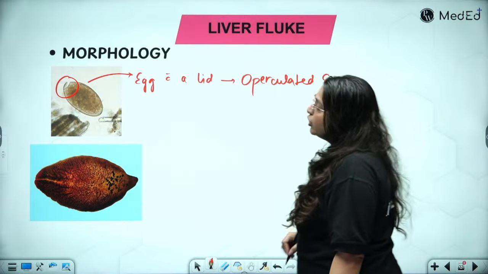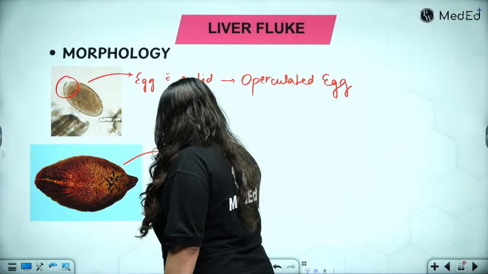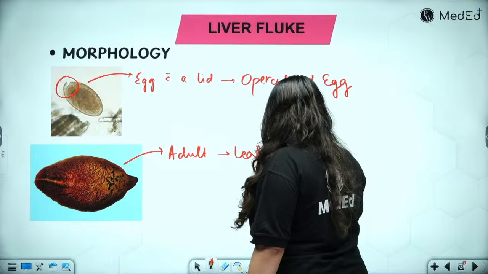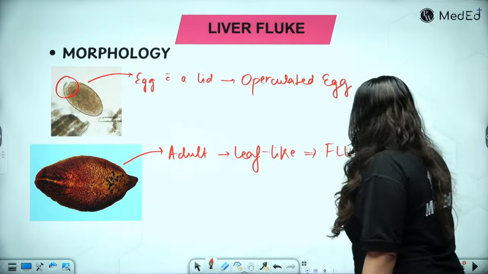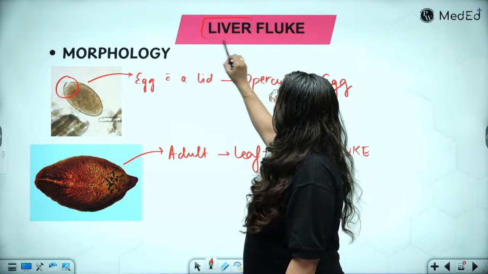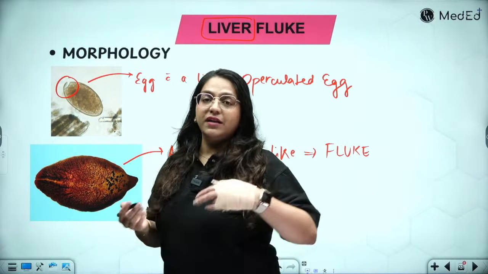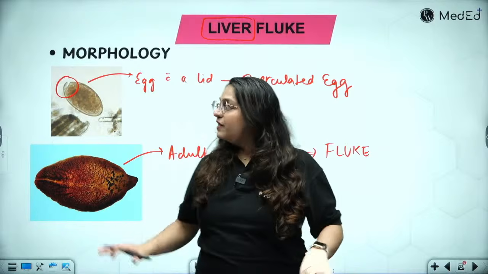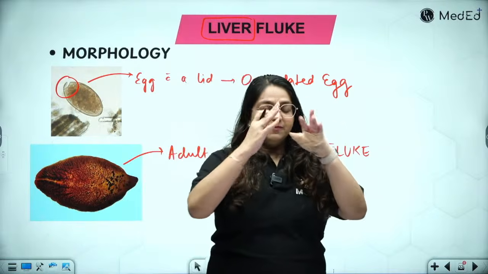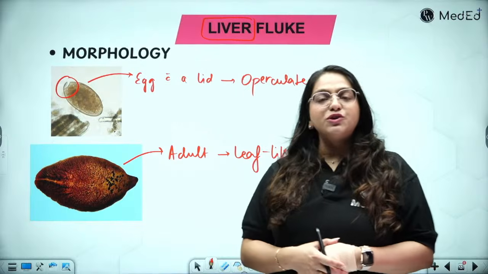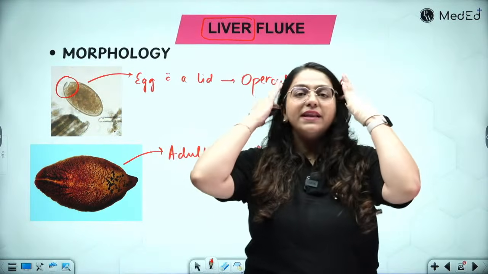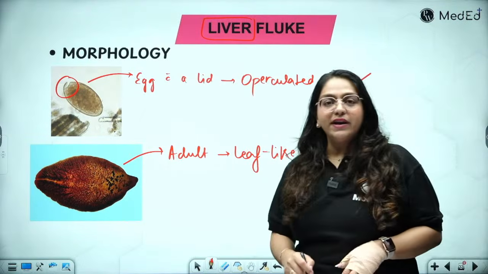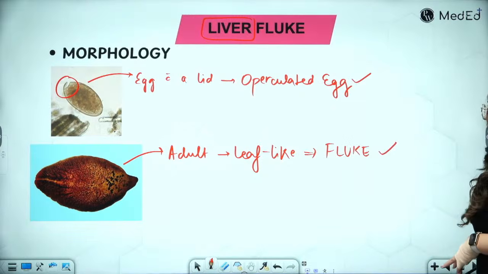What is the adult worm going to look like? This is the adult worm. It is leaf shaped. It is leaf-like. That is why it is given the name fluke. If this fluke goes and affects my liver, I call it the liver fluke. Goes and affects my lung, lung fluke, intestinal fluke, blood fluke. Okay. So trematodes are very, very simple. All of them have these operculated eggs. All of them have these leaf-shaped bodies. The only exception to this is the schistosomes, which we are going to read in the urinary bladder diseases. Okay, not a problem. So, of course, liver fluke is going to have operculated eggs, and liver fluke is going to show me the leaf-like body.